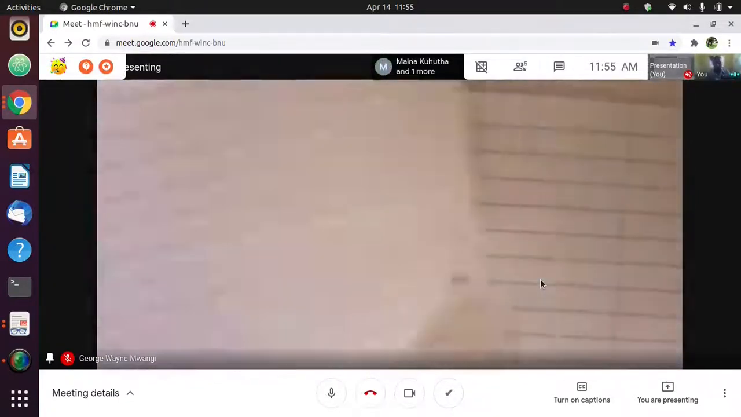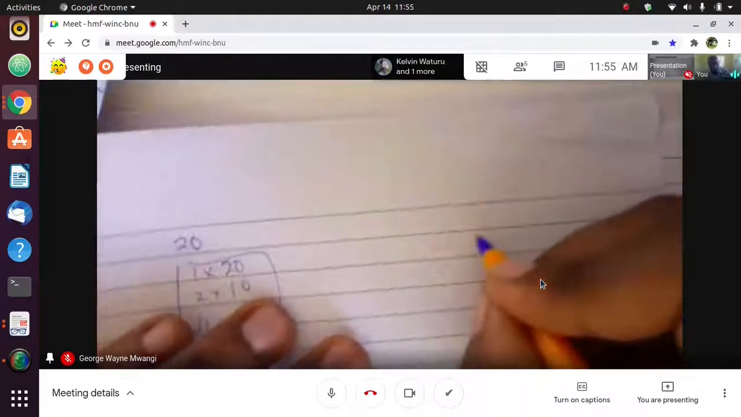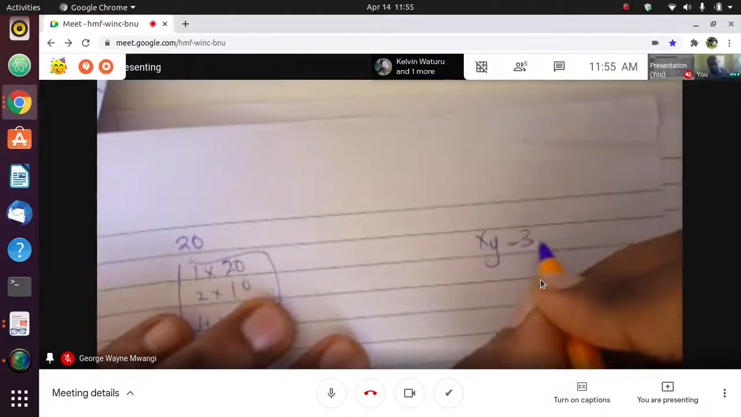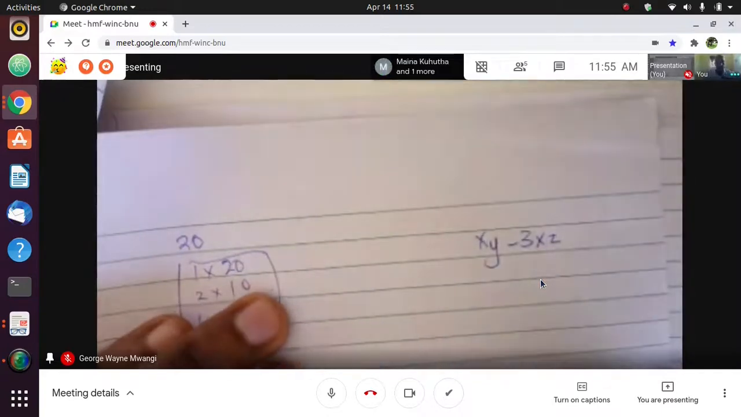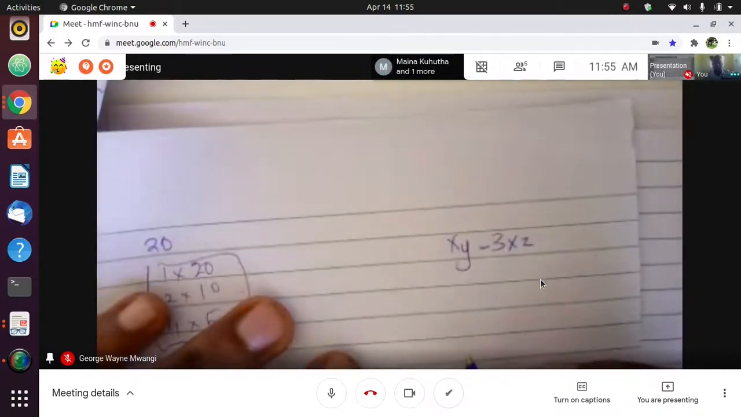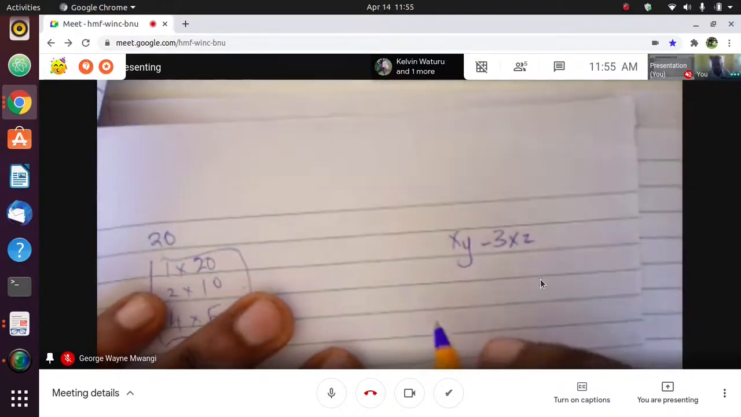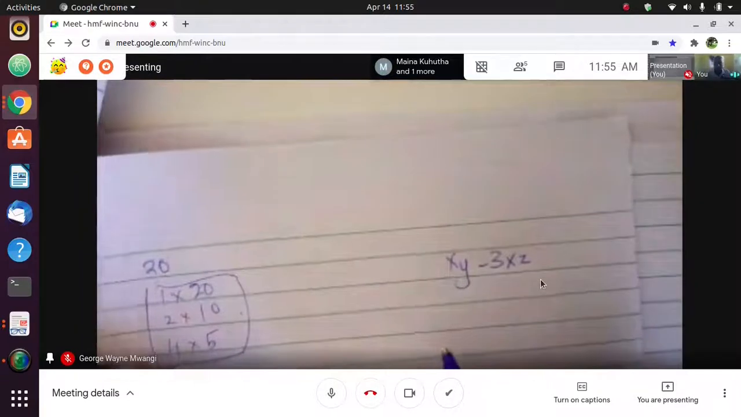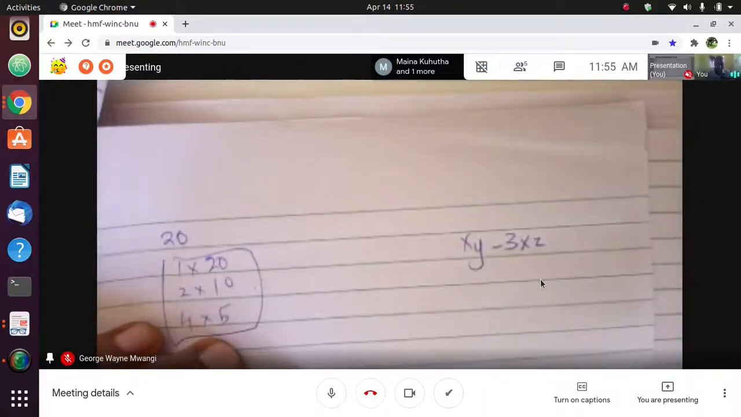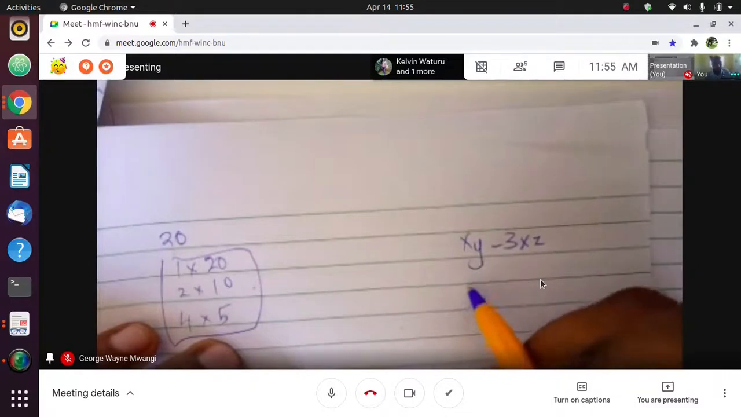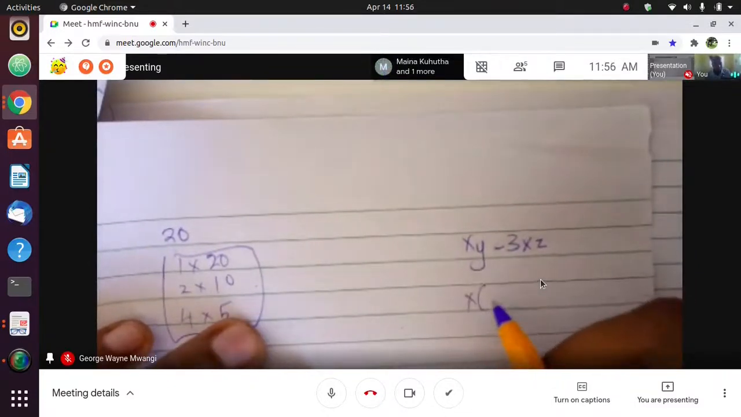Now let us factorize this. Xy minus 3xz. Look at the two values, which is a common factor, and then we tunaitoa nje and then introduce brackets. Common factor hapo ni ngapi? X. When we introduce brackets, we are left with y minus 3z.